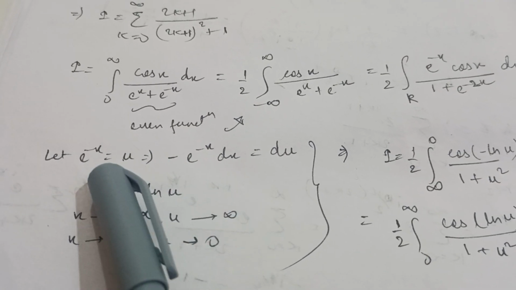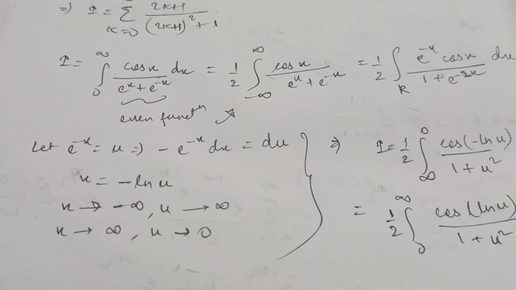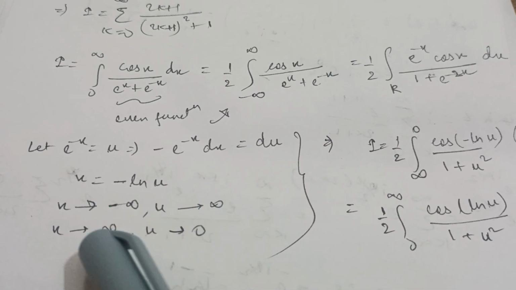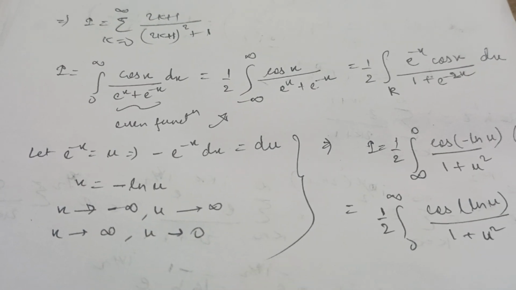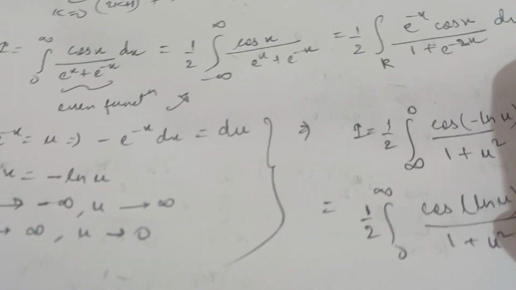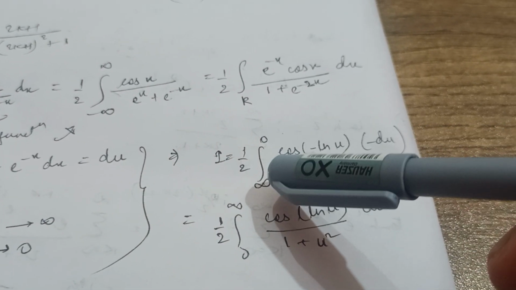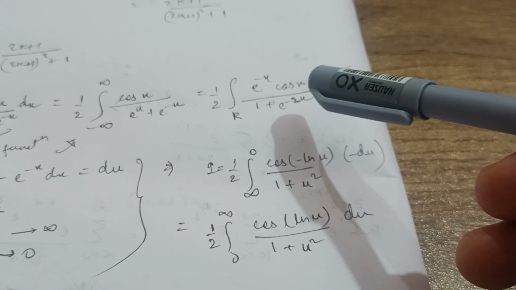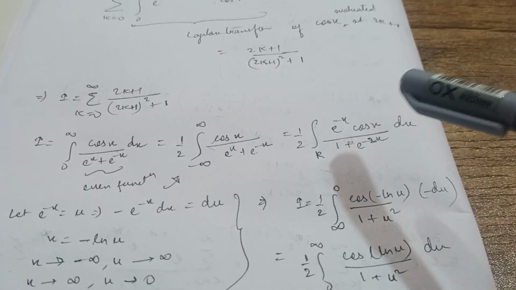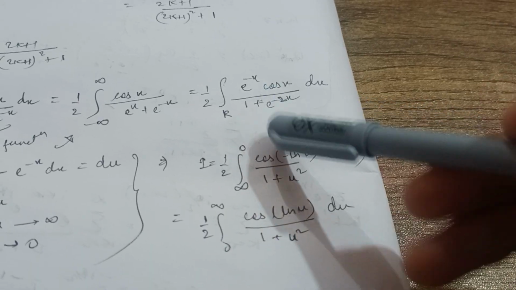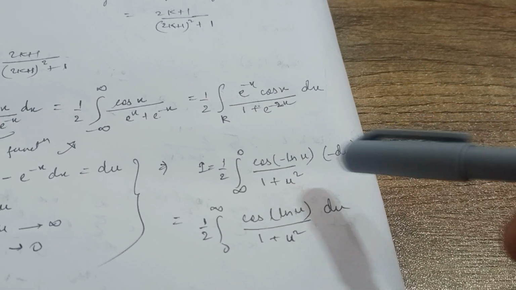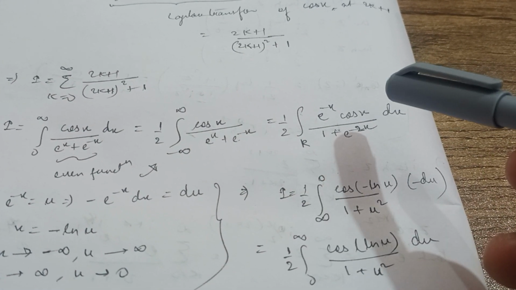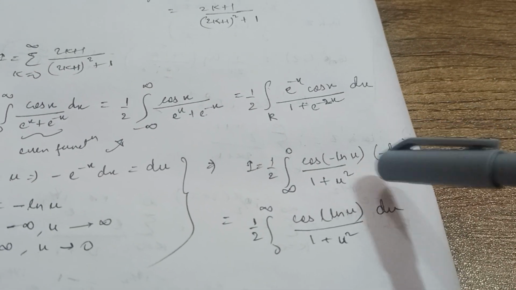So from here I can evaluate the new limits. For x equal to minus infinity, u will be infinity, and for x equal to infinity, u will be 0. So our new limits will be from infinity to 0, not 0 to infinity. Keep in mind, infinity to 0 is different, and the minus sign will be there. I hope you understand that much. Since we are substituting e to the power minus x with u, it will change back to 1 plus u square and minus ln u, and e to the power minus x dx will change back to minus du.